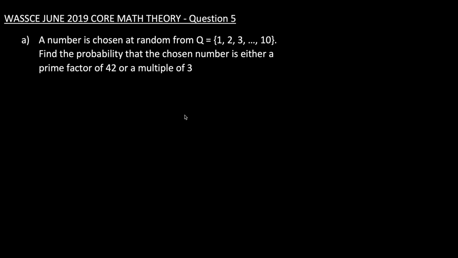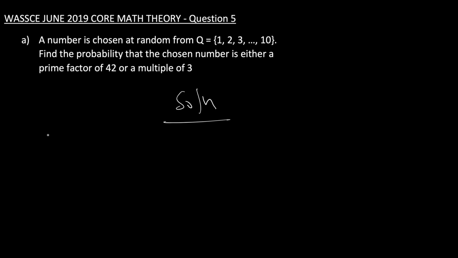In today's video, we'll be solving question 5 of the 2019 WASSCE Core Maths Theory questions. So we begin with question 5a. A number is chosen at random from Q is equal to 1, 2, 3 to 10. Find the probability that the chosen number is either a prime factor of 42 or a multiple of 3.